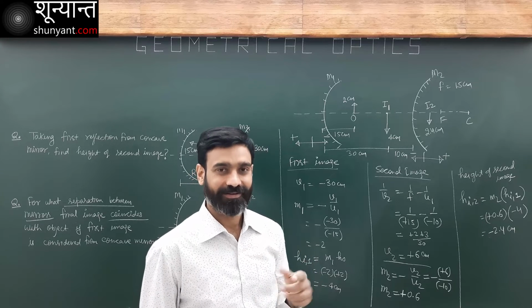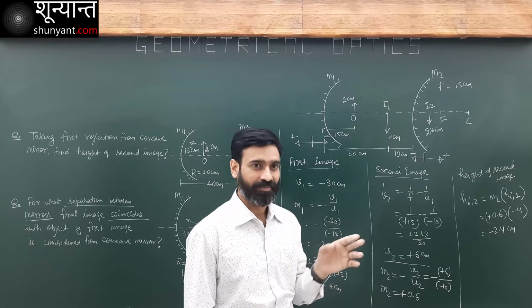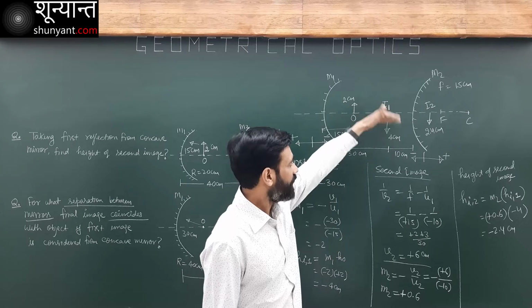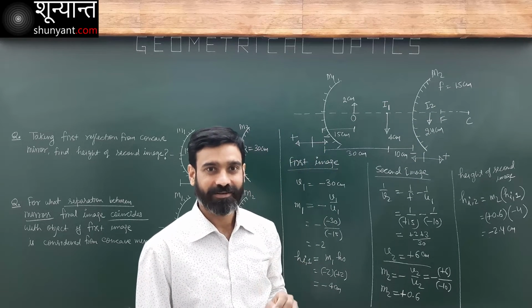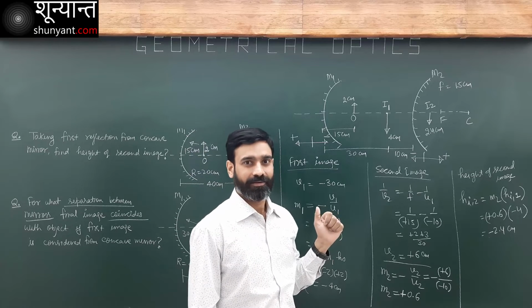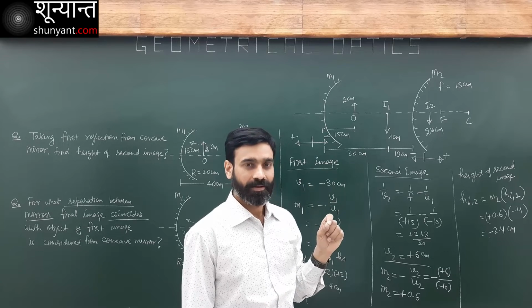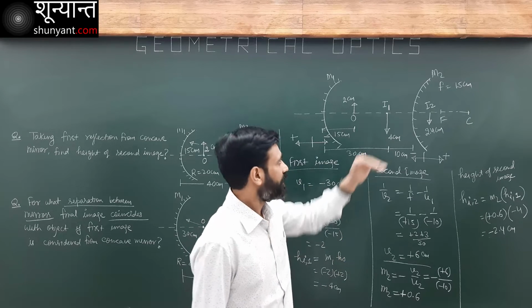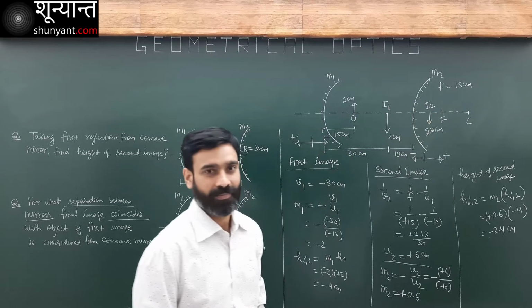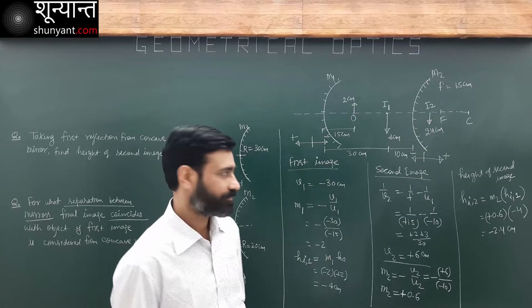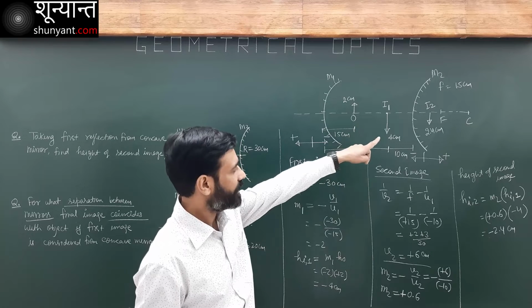What is the meaning of erect? The meaning of erect is that the orientations are the same for the object and image. If the object is downward, the image will be downward. This is the meaning of an erect image. Erect does not mean that the image will be above the principal axis. Erect only means that the orientation is going to be the same. If the object is below the principal axis, the image is also below the principal axis. Okay? Now, understood? So that's fine. This is my final height.